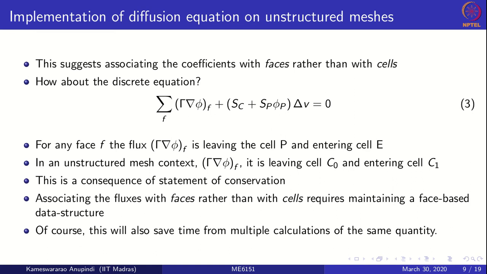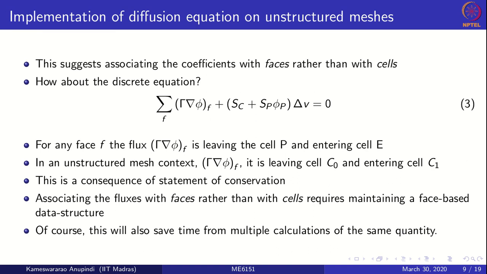Now instead of having a structured mesh, if you have an unstructured mesh, then gamma grad phi for a particular phase is leaving the cell C0 and it is entering the cell C1. Or it is leaving the cell C0 and entering the cell C2, some other cell, and so on. This is because of the statement of conservation, because whatever is leaving cell C0 is entering cell C1.